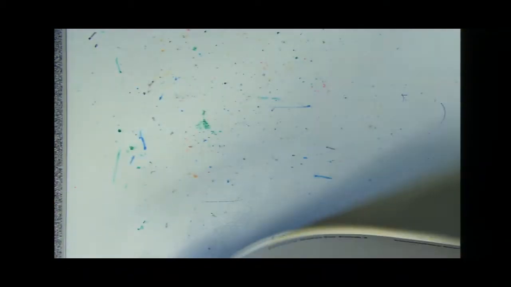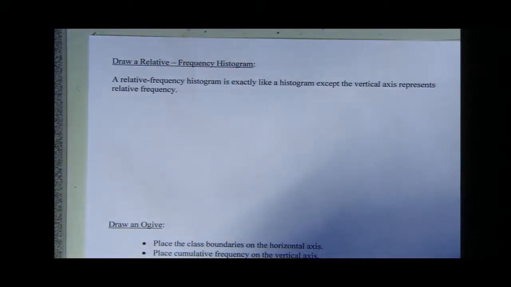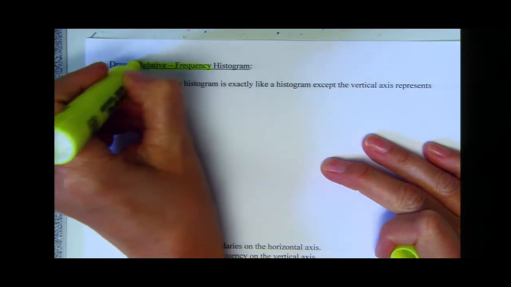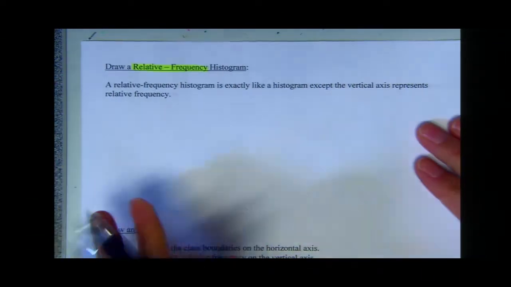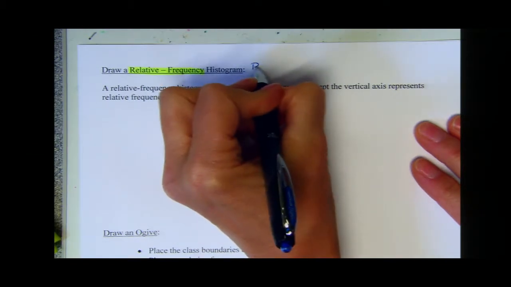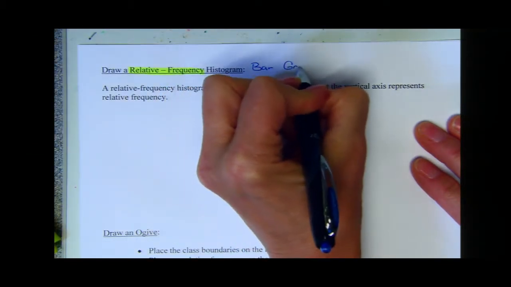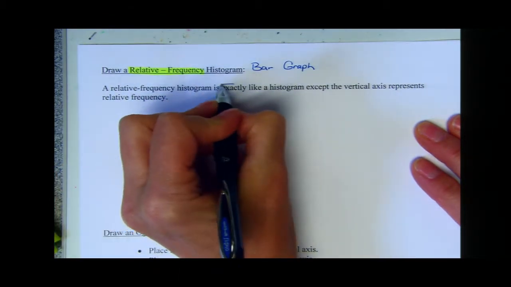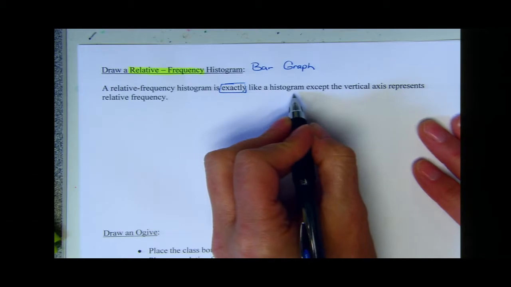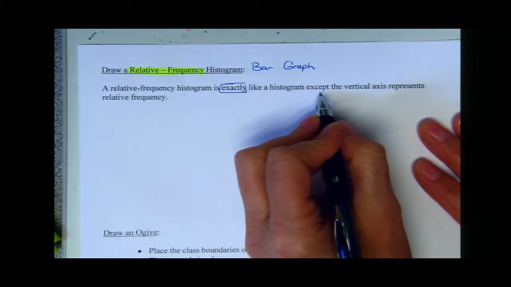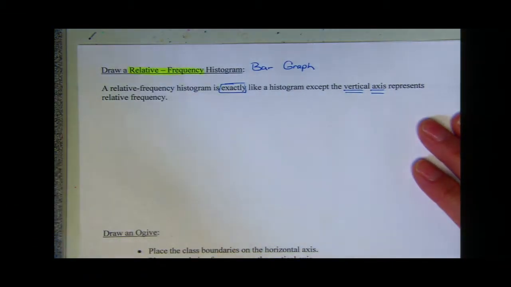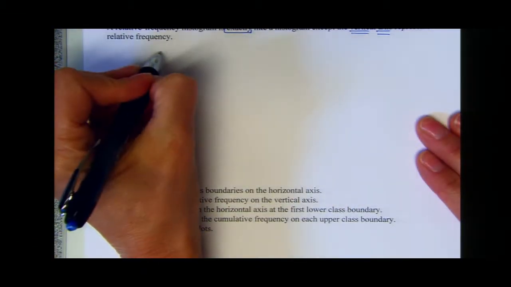Then, let's see. Our next graph that we are going to do is the relative frequency histogram. Since we are creating another histogram, I know this is a bar graph. A relative frequency histogram is exactly like the histogram we just created, except the vertical axis is your relative frequency instead of your actual frequency.